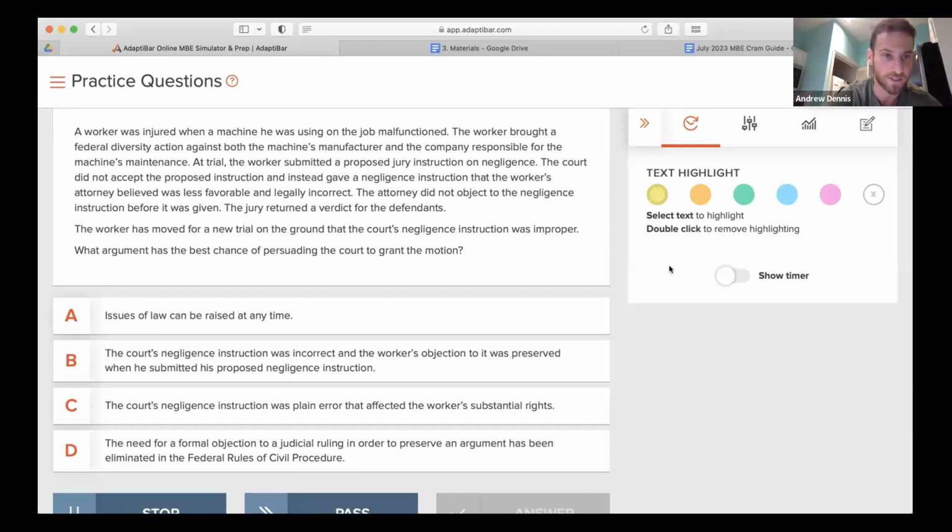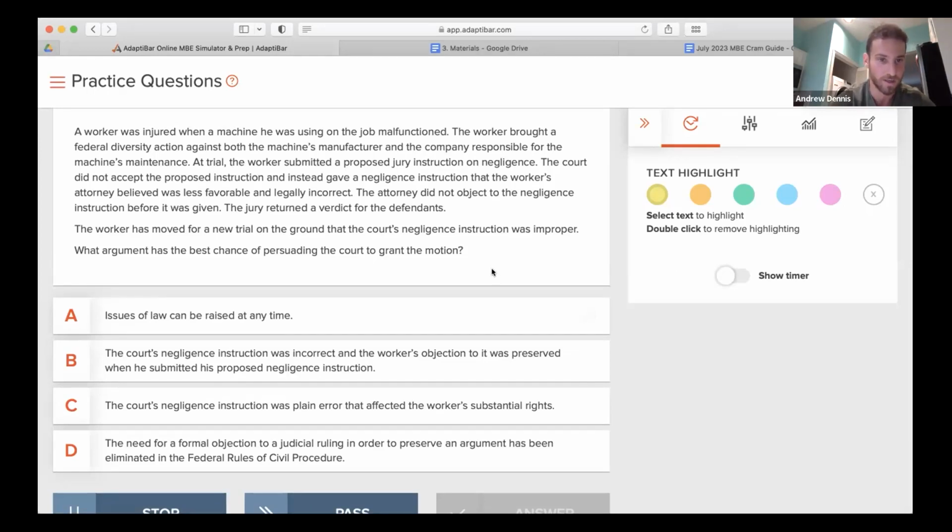The attorney did not object to the negligence instruction before it was given. The jury returned a verdict for the defendants. The workers moved for a new trial on the ground that the court's negligent instruction was improper. What argument has the best chance of persuading the court to grant the motion?